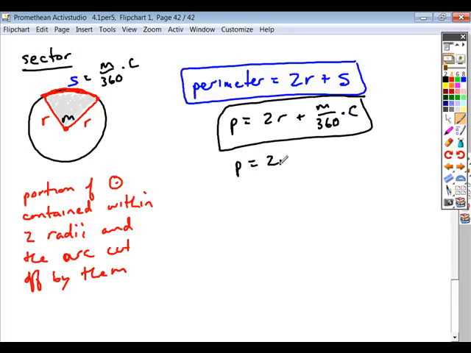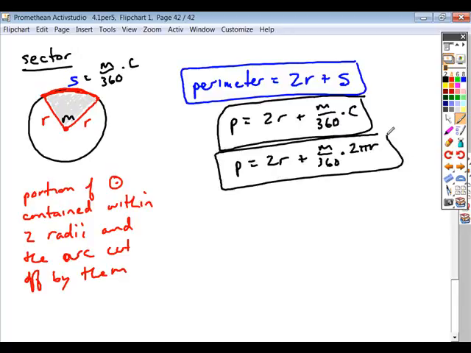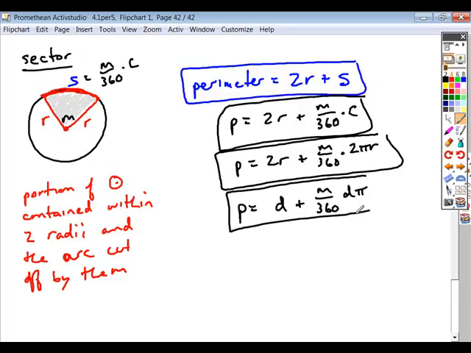We can be more specific with that since we're dealing with the calculation of radius. What is the circumference in terms of radius? 2 pi r. So again, here's your simplified form. You can reduce the 2 and 360 if you need to. But we could also write an equation based on the diameter because twice the radius is the diameter. And so we could have used the formula d pi for our circumference and expressed the perimeter in terms of the diameter plus m over 360 times d pi.